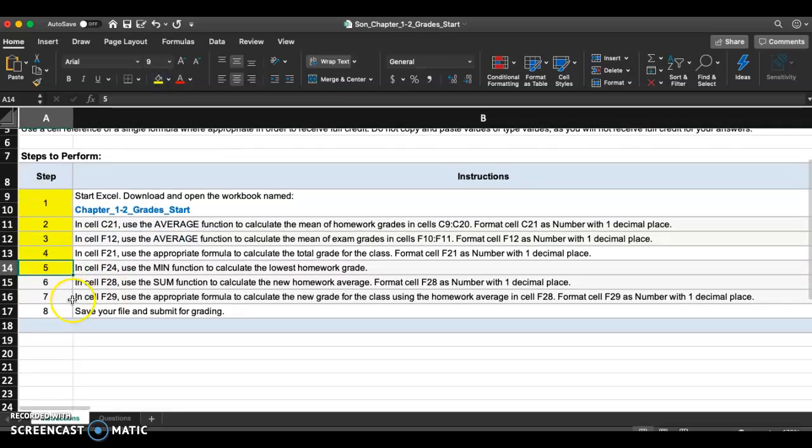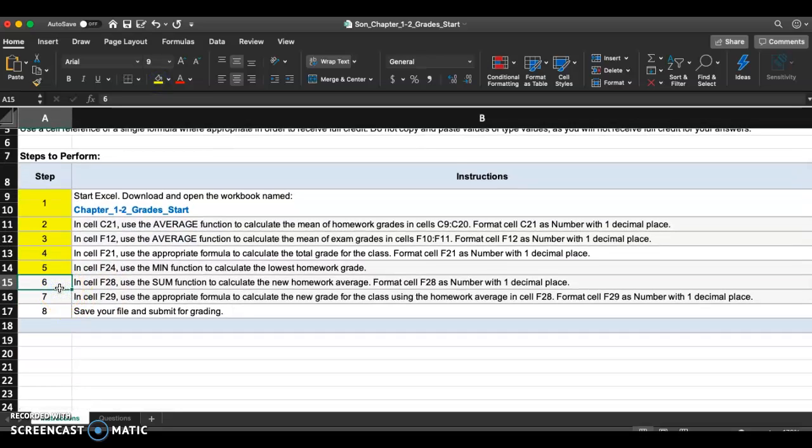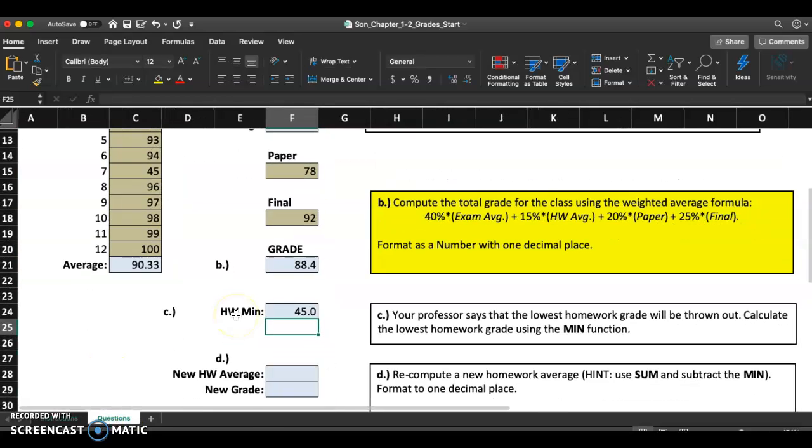So step 6. In cell F28, use the sum function to calculate the new homework average. What do you mean new homework average? Format cell F28 as number with one decimal place. Okay, so we're finding the homework average one more time in cell F28. Well, we should read this part.